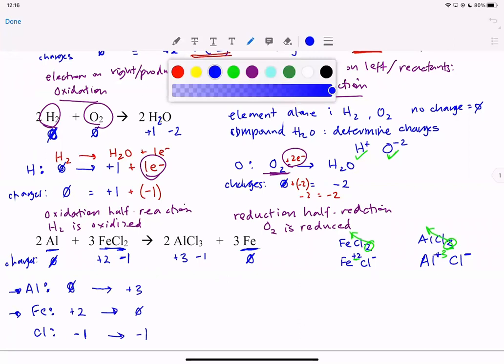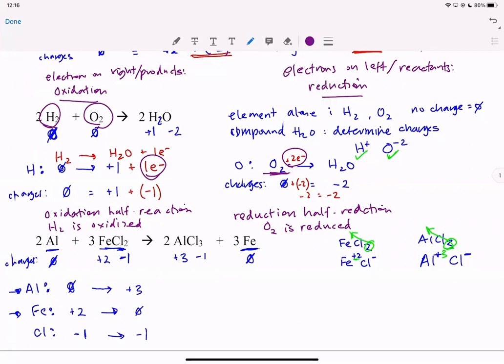So what's going on here is, in order to have this equal 0 and +3, you're going to have to add a -3. So add a -3 to this side of the aluminum. So what that means is this is going to look like this. It's Al goes to Al +3 plus 3 electrons.